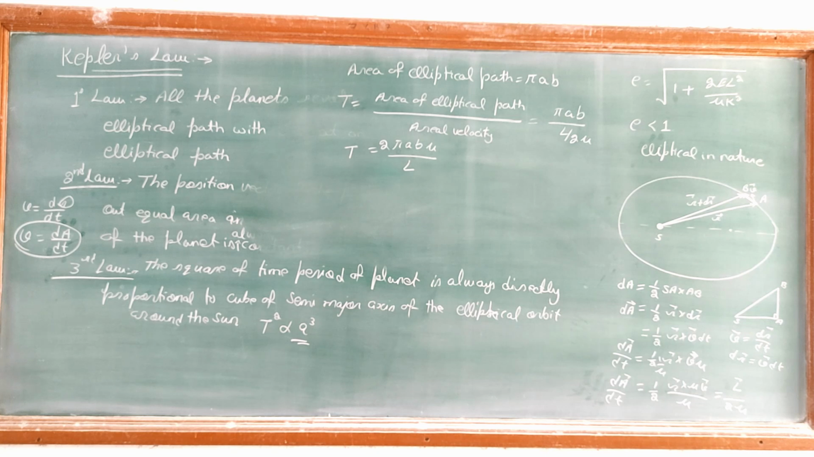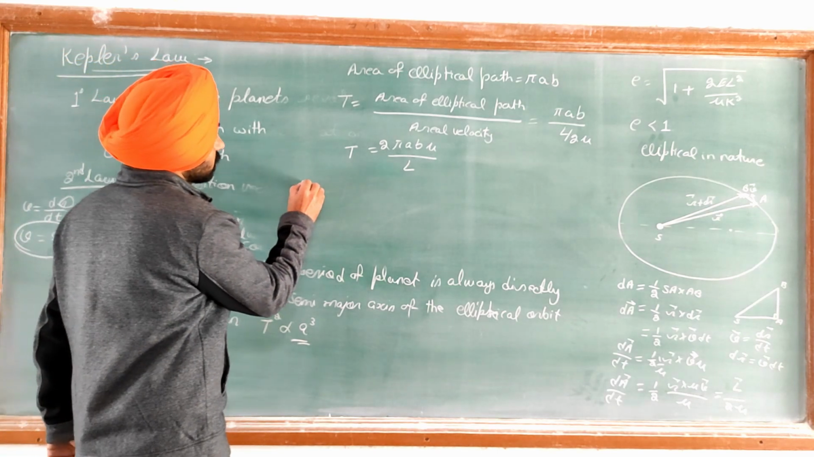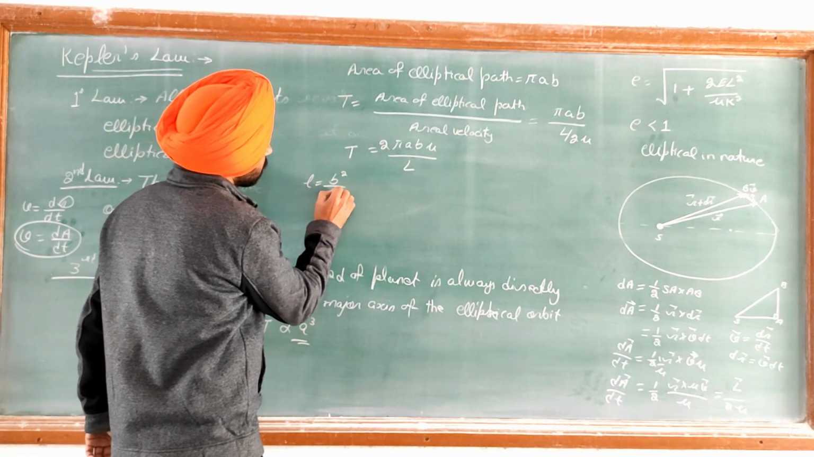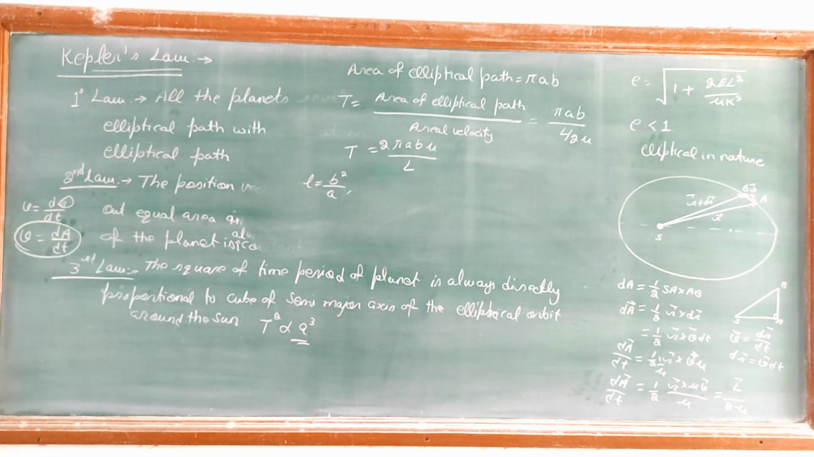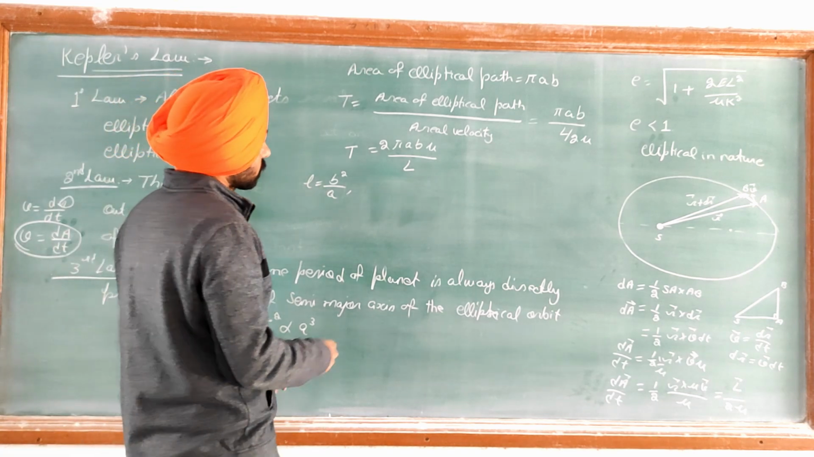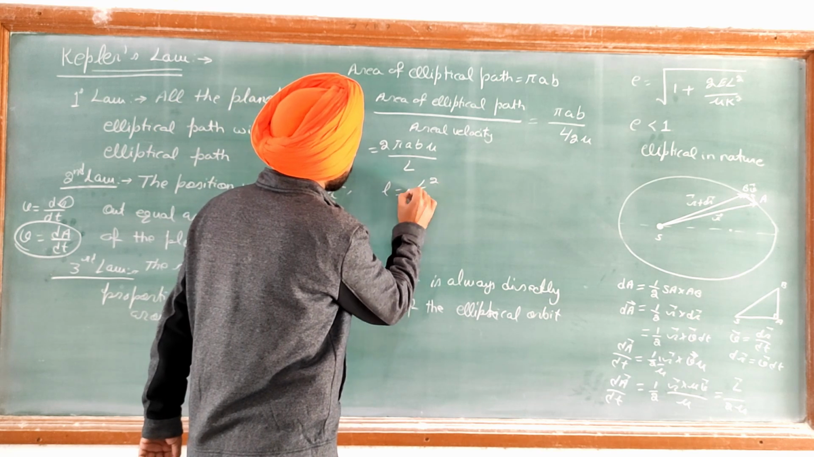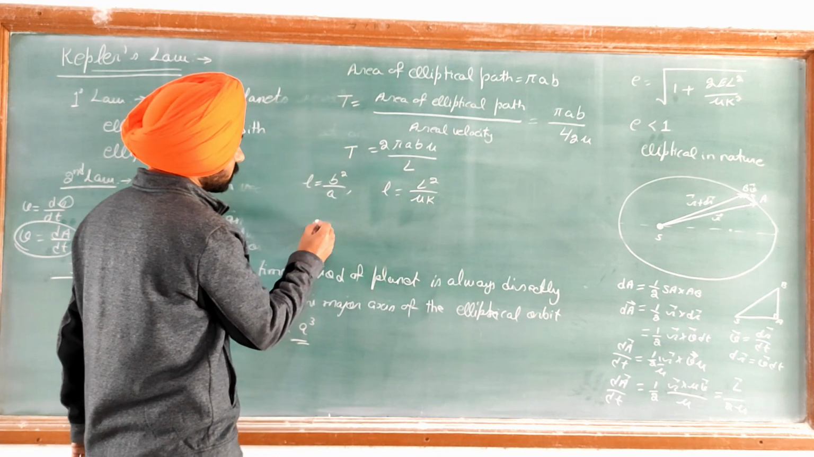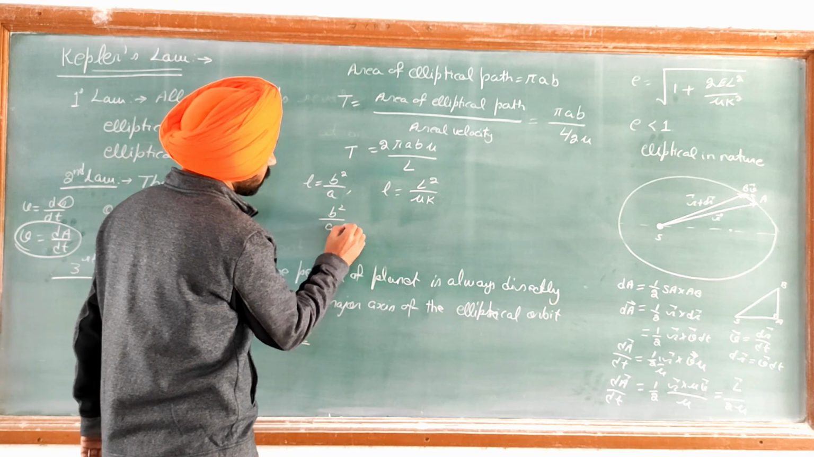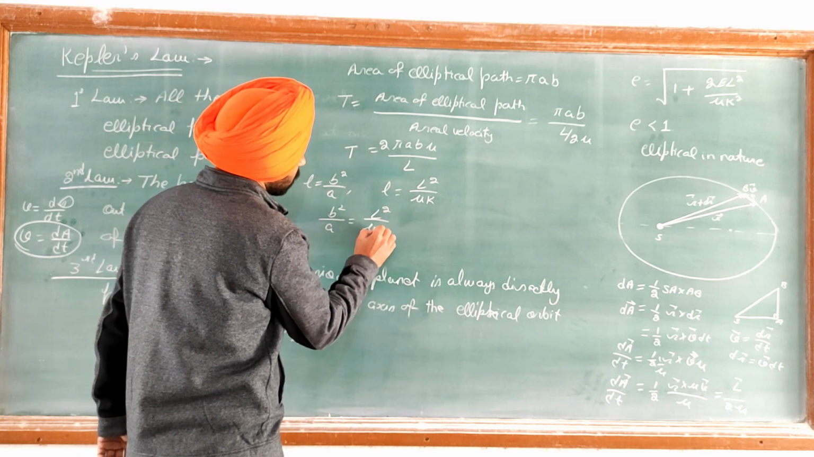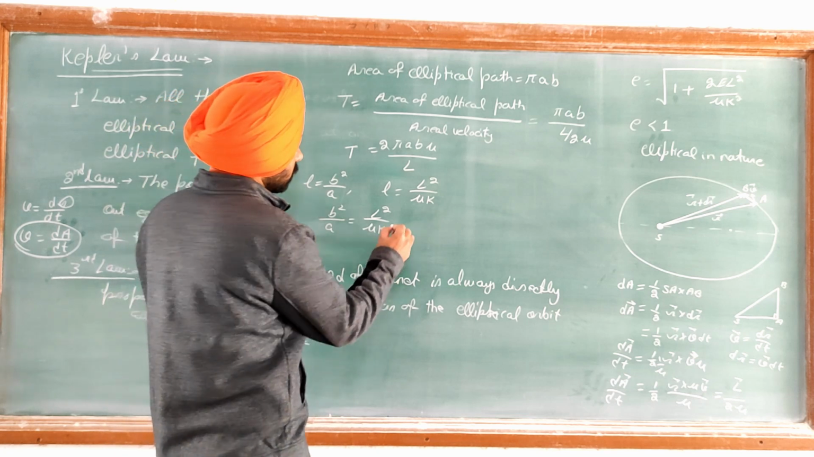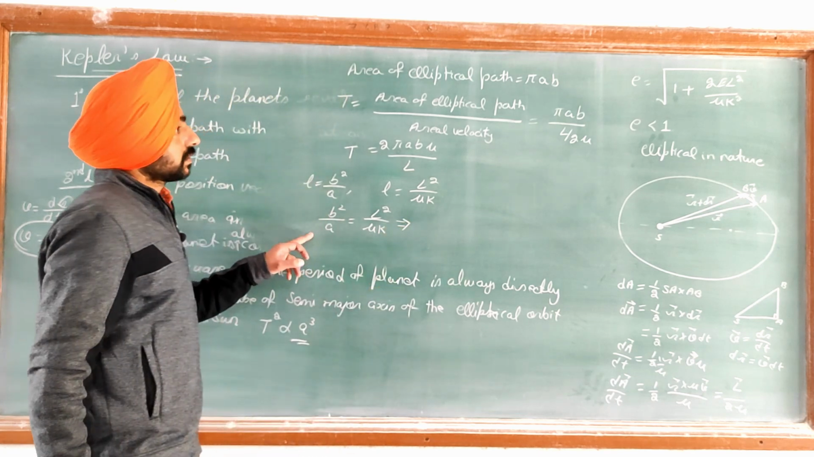Now we know the semi-latus rectum, that means small l, is b square upon a. This is already discussed in our previous lecture. Small l equal to b square upon a. This is the semi-latus rectum, and the semi-latus rectum we have also derived as small l equal to L square upon mu k. So from these two expressions we can find b square upon a equal to L square upon mu k. So from here we can write the value.